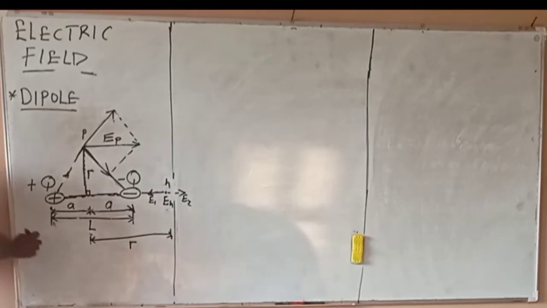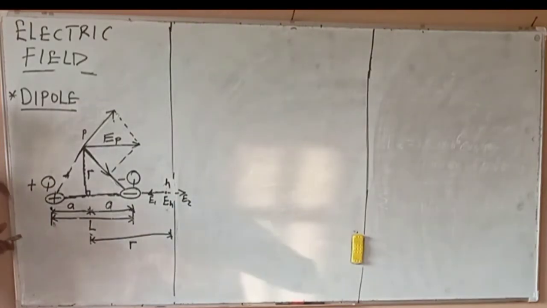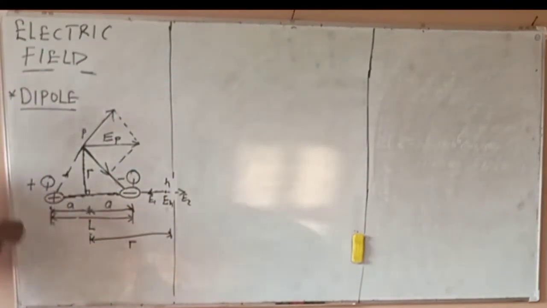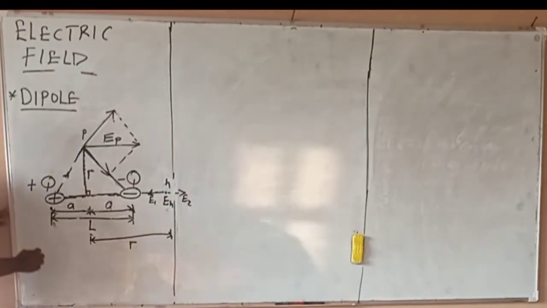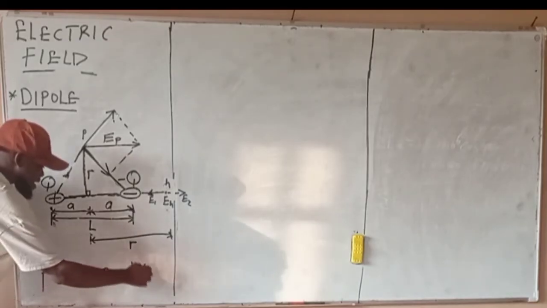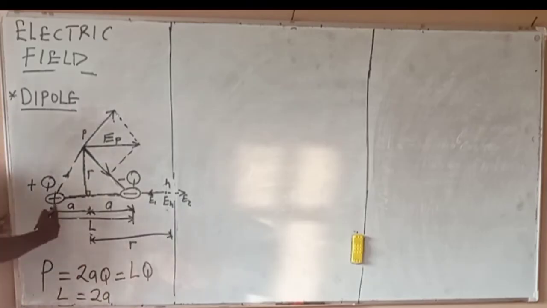So, electric field. Before we look at the electric field at this point P and this point H, there's what we call the electric dipole moment. A dipole will have an electric dipole moment of magnitude p equal to 2aq, or L times q. What is L? L is the same as 2 times a. A plus a gives us 2a, which is the full distance L.